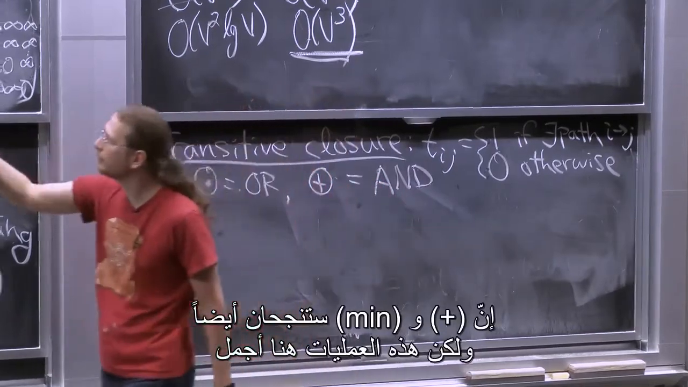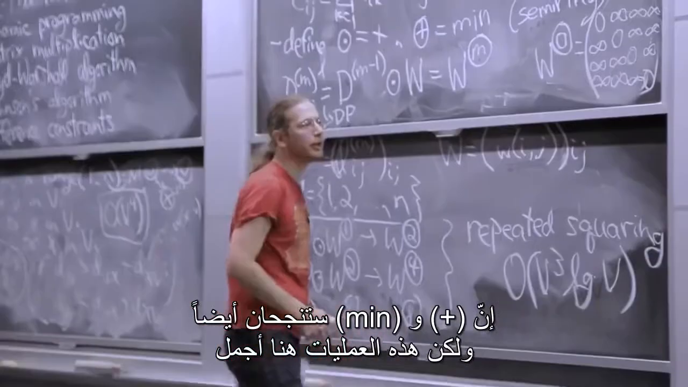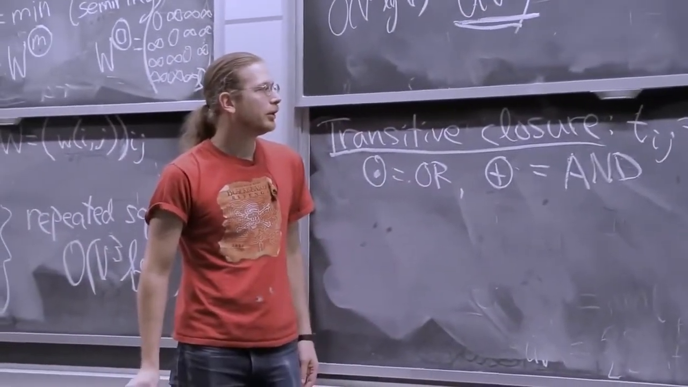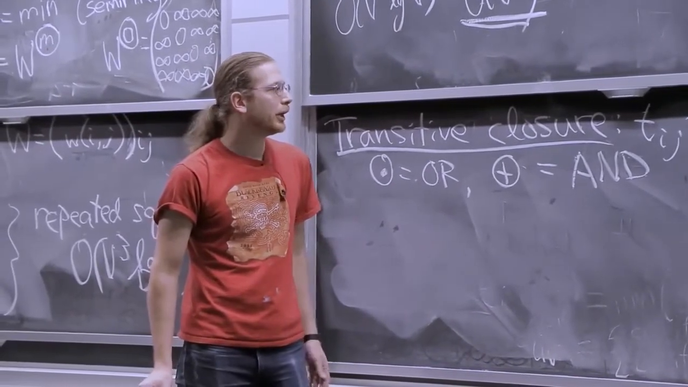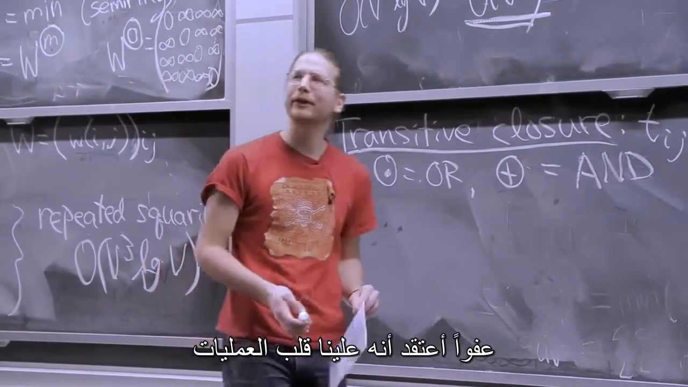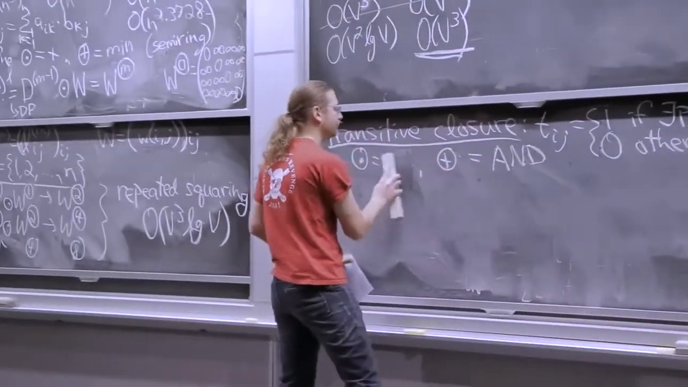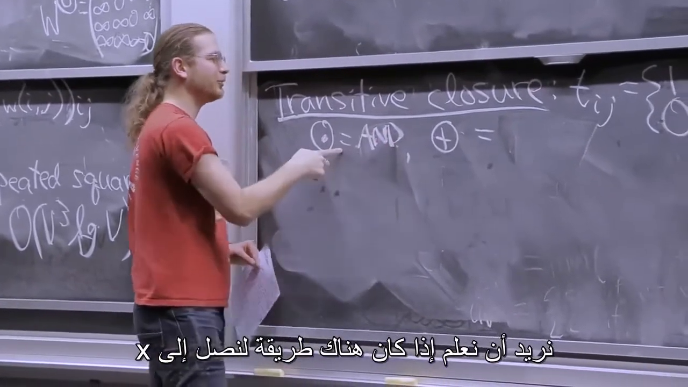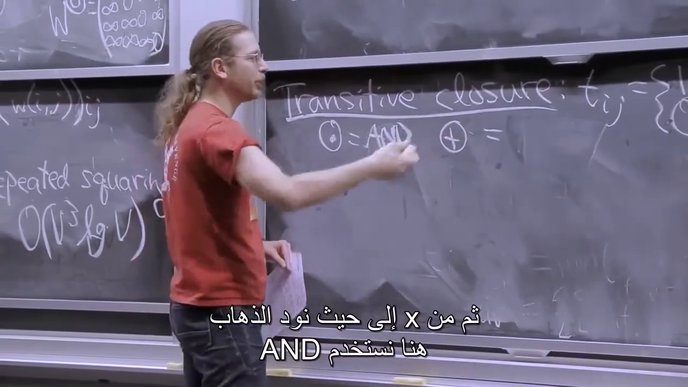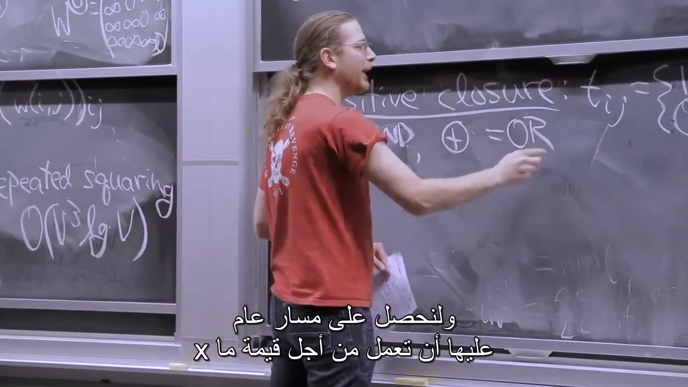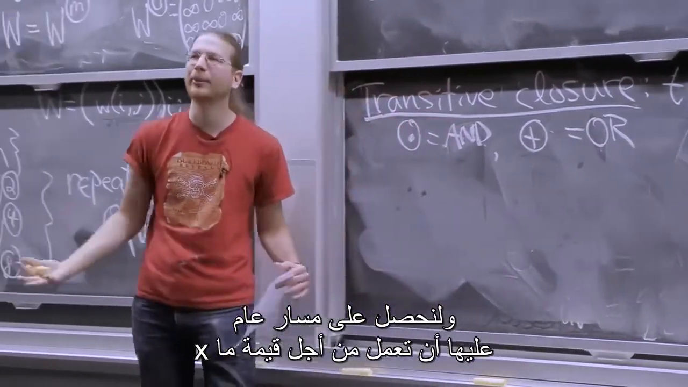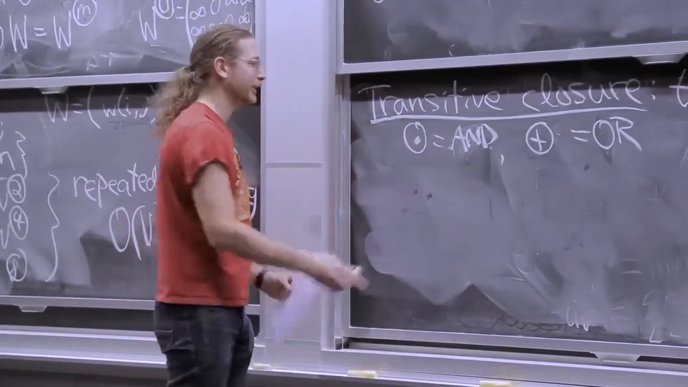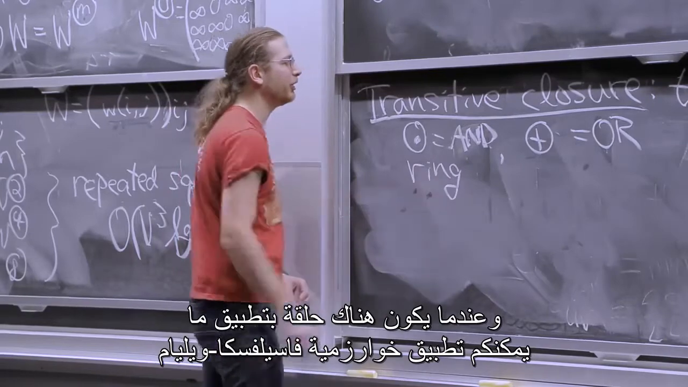Okay. I mean, plus and min would work, but it's a little bit nicer over here. So, sorry, it's the other way around, I think. Yeah. It's definitely Booleans. We want to know there is a way to get to x and then from x to where we're going. That's an and. And then to get a path in general, it has to work for some x. So that's the or. And this is a ring. And once you're a ring, you have negation.